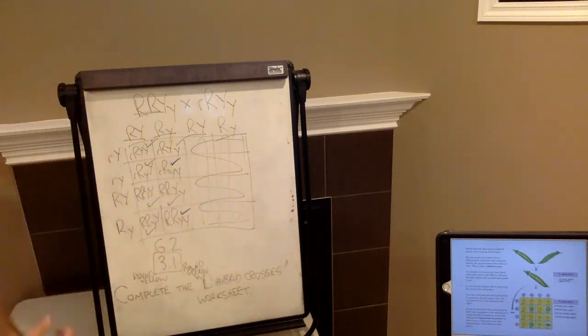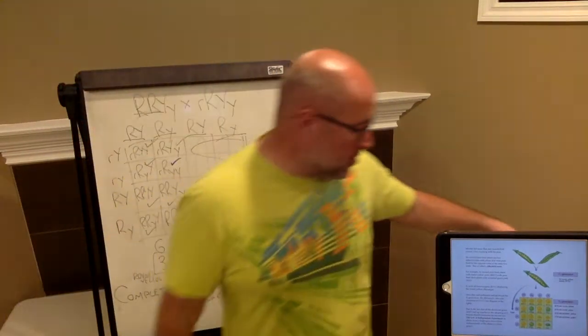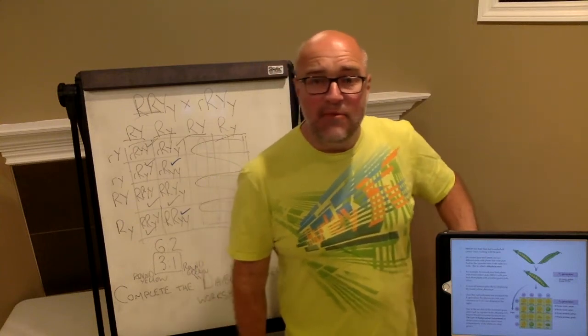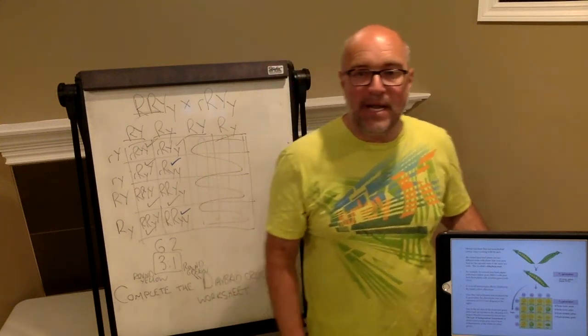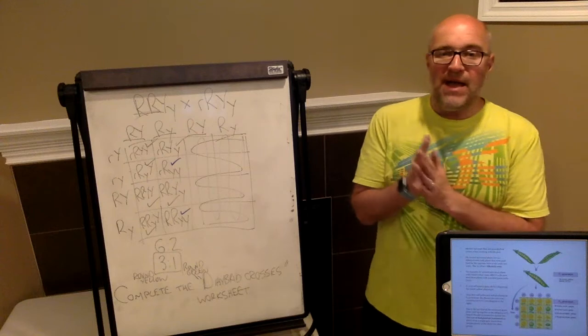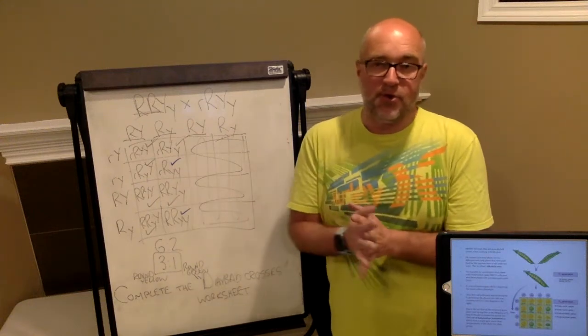So there you go. That's basically how you do dihybrid crosses. It's one single slide. It was a fairly long video for one slide, but again, hopefully that makes sense now. And that's about as complicated as your Punnett squares are going to get.